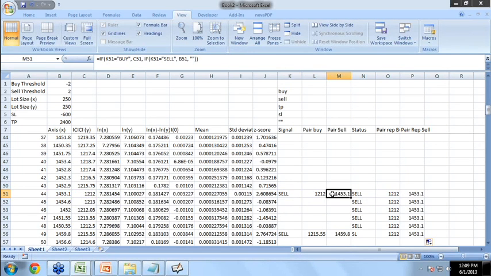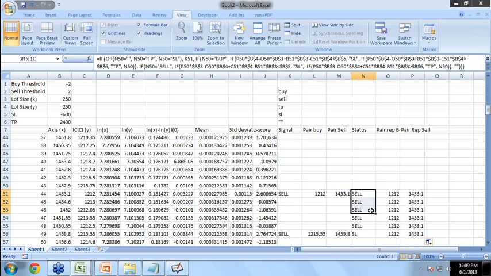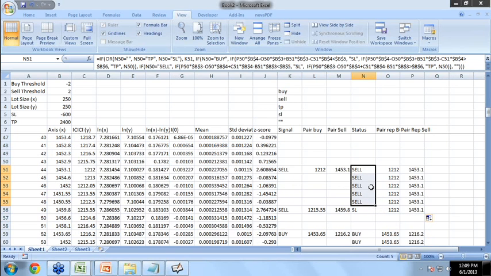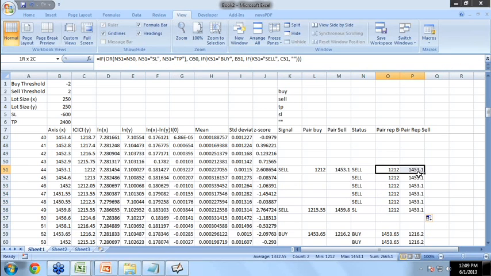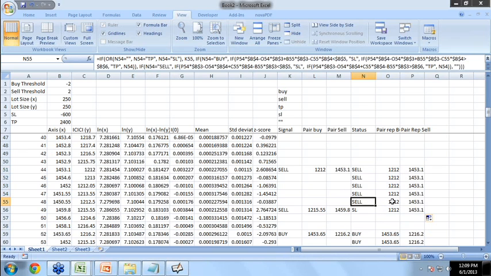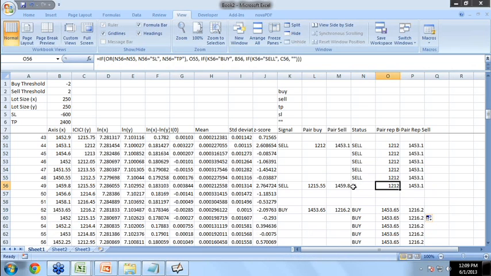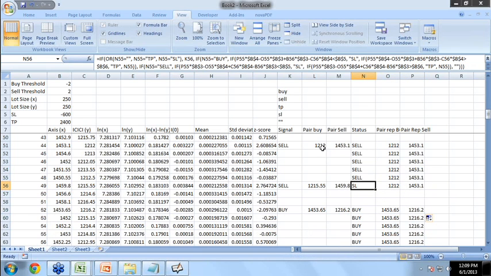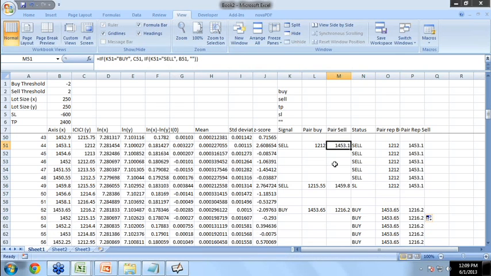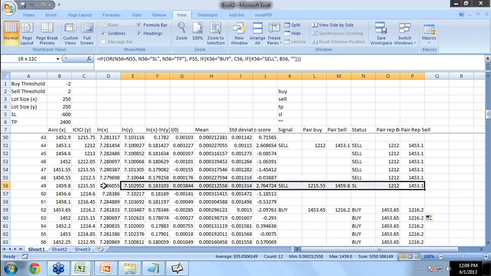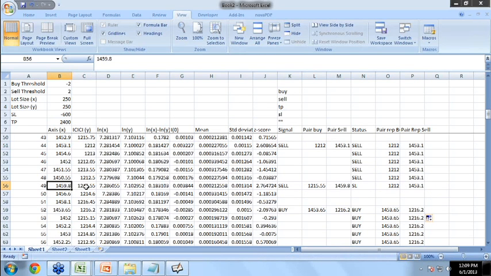This is the value of the Axis Bank. So since we are selling pairs, we are selling Axis and buying ICICI. We continue this until it hits either the stop loss or the take profit, right? And we are repeating the entry price over here to enable us to calculate the M2M continuously. When it hits stop loss, the prices were 1212 and 1453.1. These are the prices at which we had sold and bought. And in this, the prices went to 1459.8 and 1215.55, right?